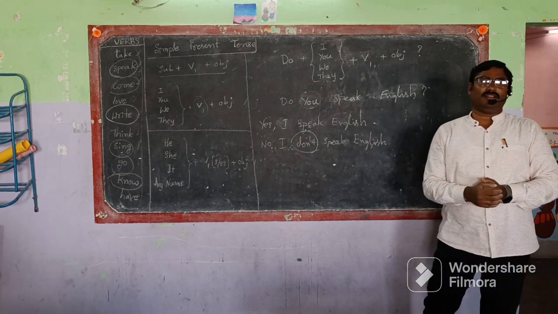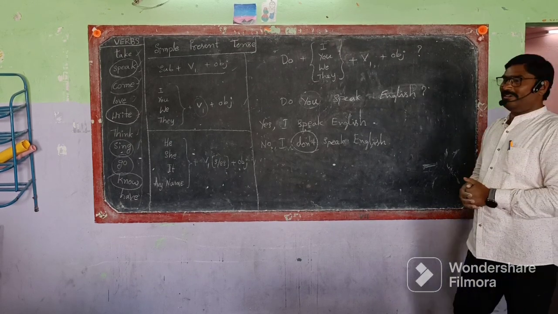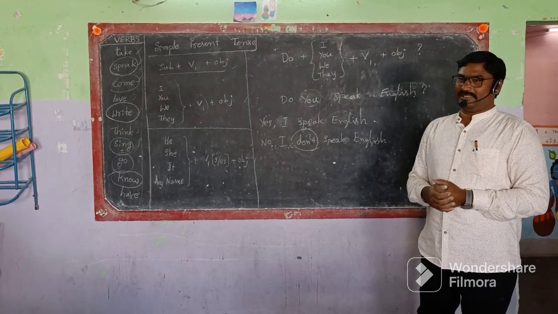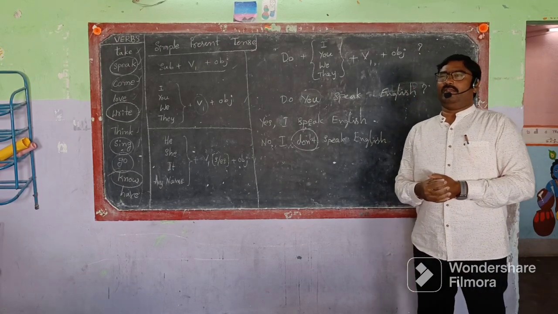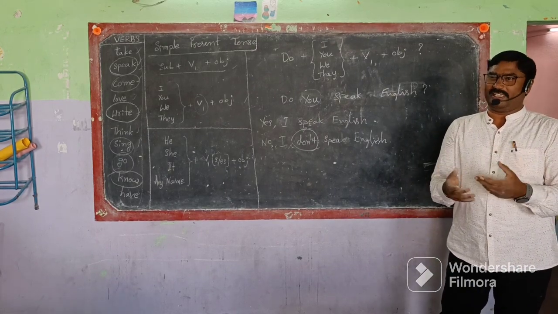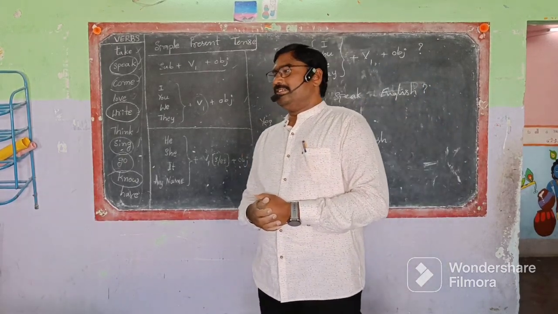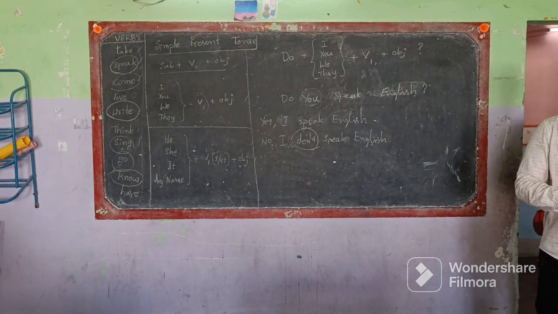Do you have anything to say? Do you have something to speak? Do you have anything to talk? Let me know what you want to speak. The question which starts with do: do you want anything to say? Please tell me what you want to say. Let me know first. If it is possible, I'll give a reply.